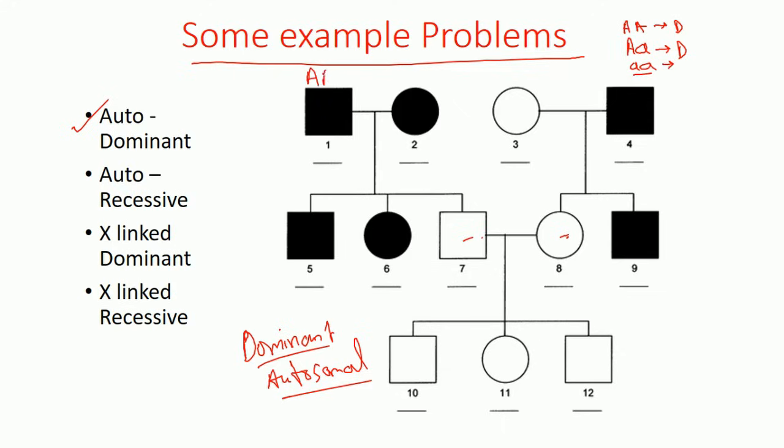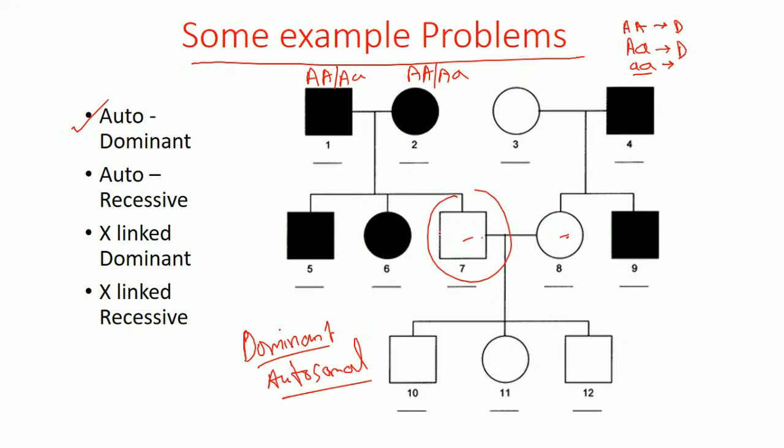It could be either capital A or capital A small a. This one could be capital A or capital A small a. Now as you look at the offspring, one of them did not get the disease. So this is the indication: two affected parents, but the child is not having the disease.